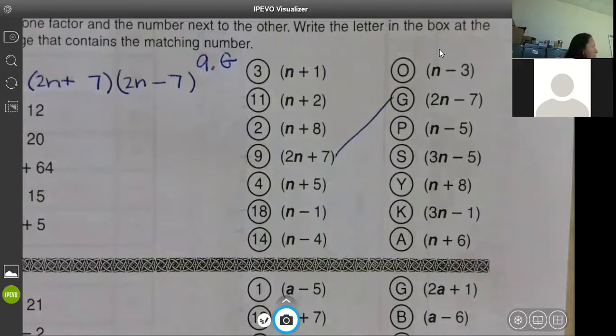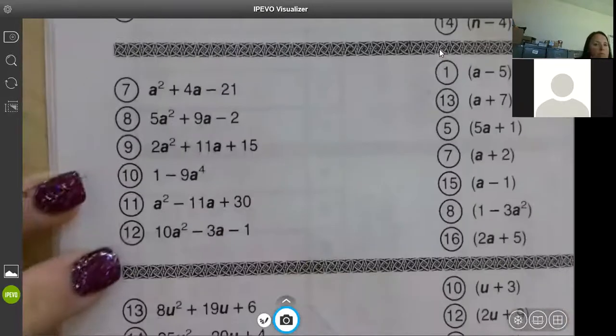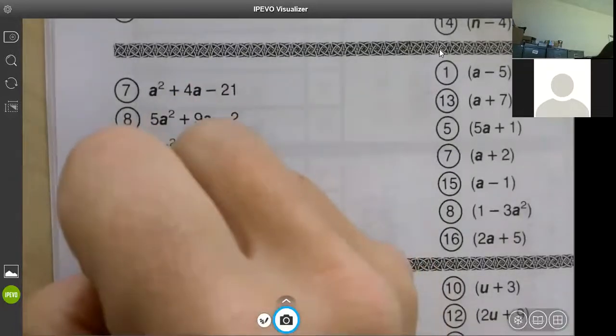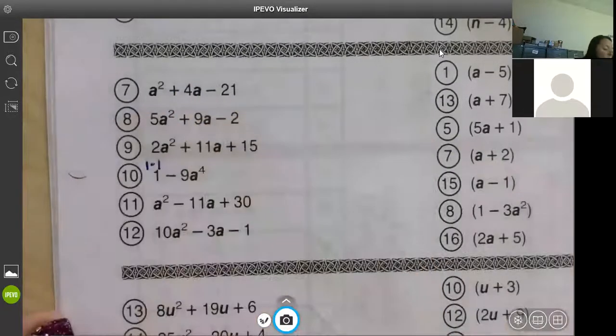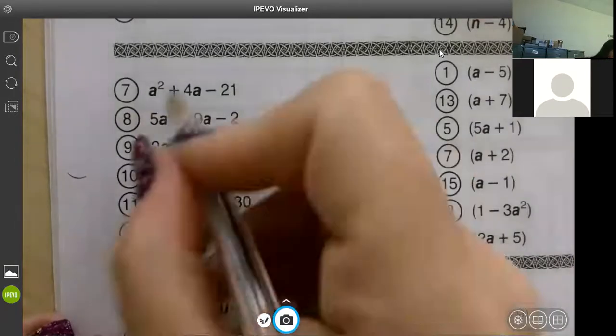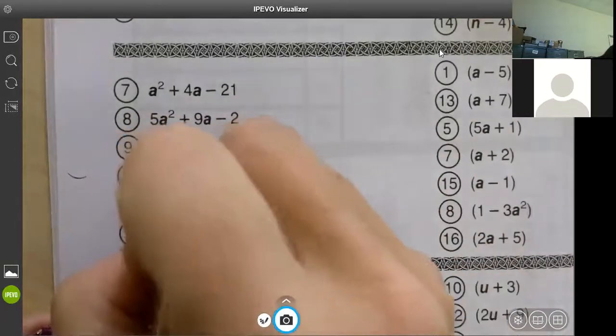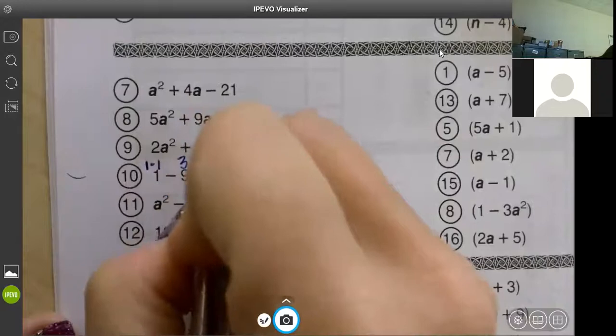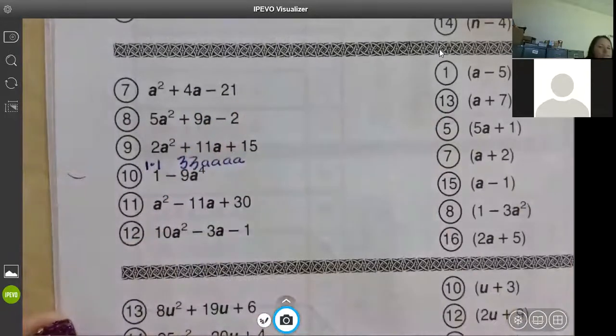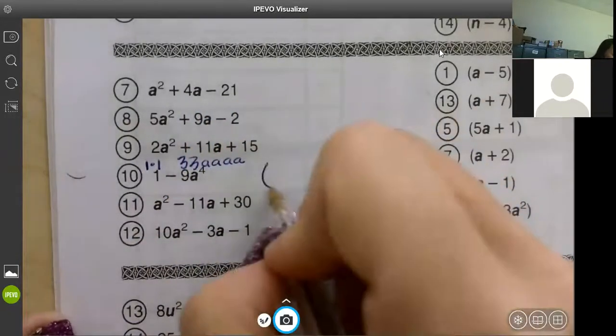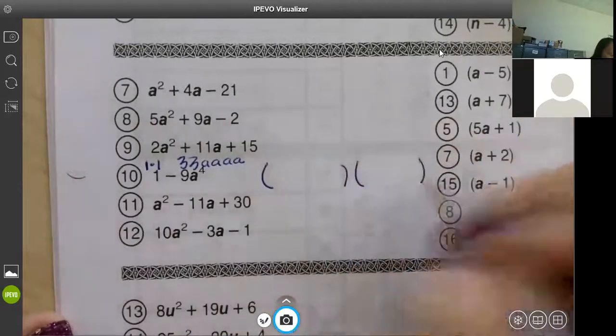How many other ones have 2 terms? Y'all see any more of 2 terms? Number 10. So if it's 2 terms, we're going to see if it's pairs and share. 1 is 1 times 1. 9 is 3 and 3 and 4 a's. Okay, so just be a little bit careful with this one.